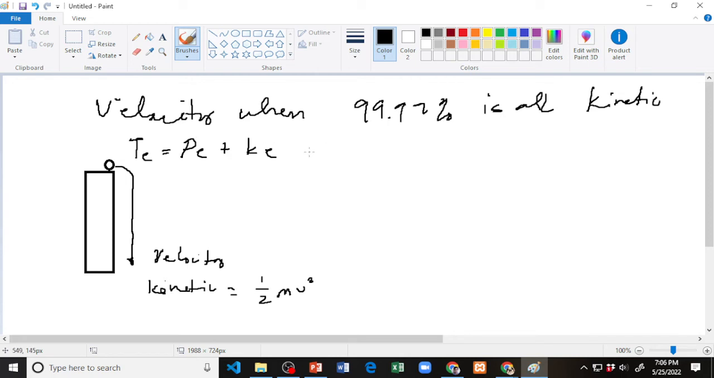So on top, this is equal to TE is equivalent to mgh, plus 1/2 the mass times 0 meters per second because it's not moving, raised to the power of 2. So on top, this is just mgh. We have a formula for the height, which is equivalent to the distance from the ground.